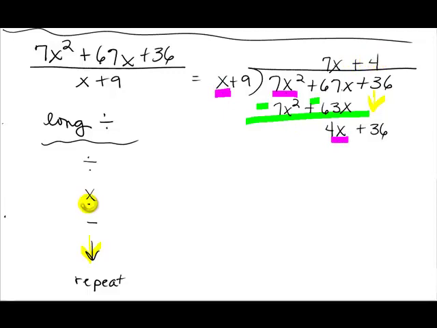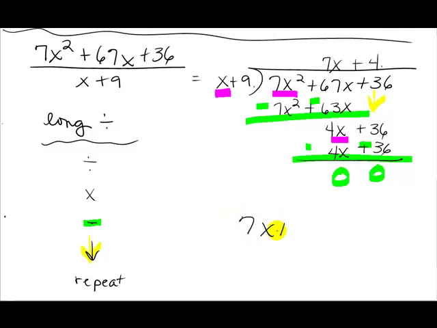And it's a plus 4. So now we're ready to multiply again. 4 times x is 4x. 4 times a positive 9 is a positive 36. When we do that subtraction, we subtract here and here, and get a 0 here and a 0 here, and so we're done. 7x plus 4 is our quotient. That's the answer to our division problem.